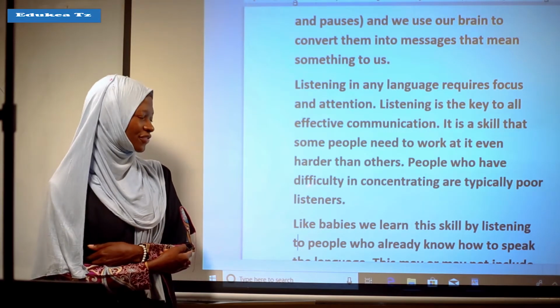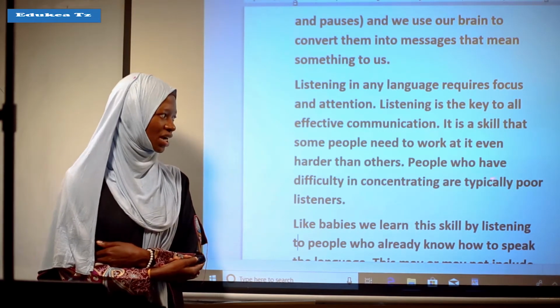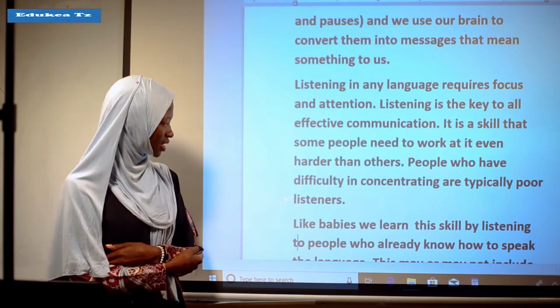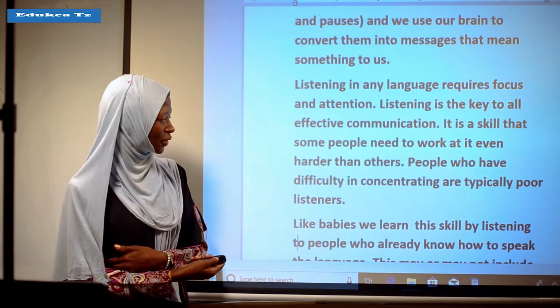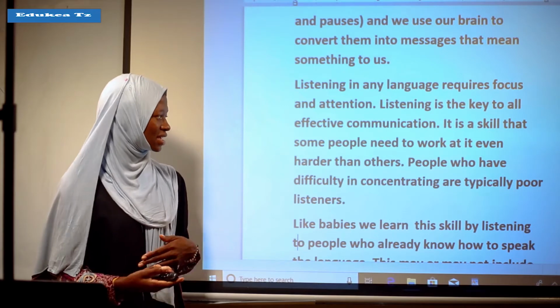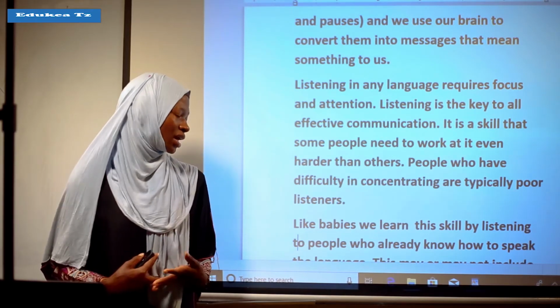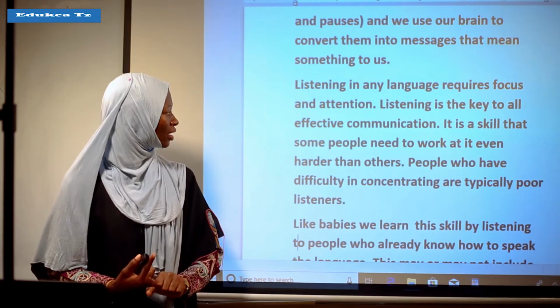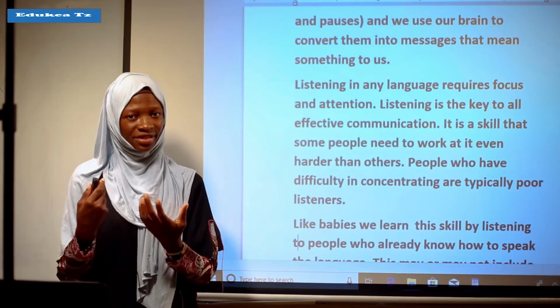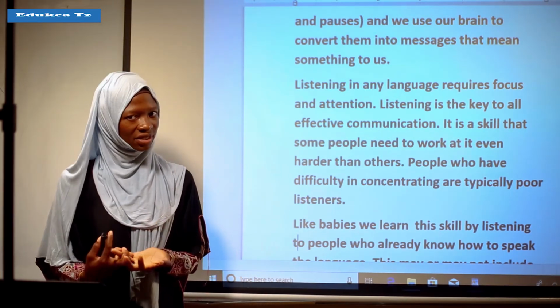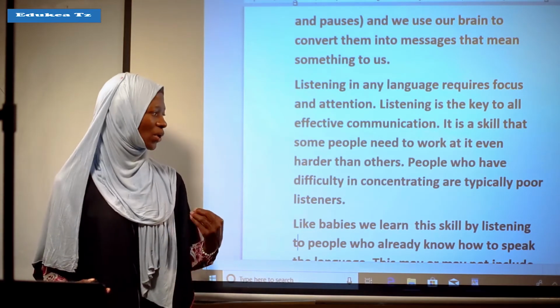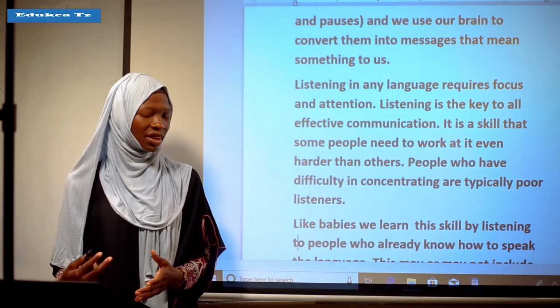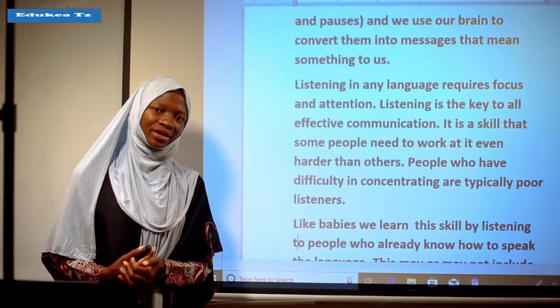People who have difficulty in concentrating are typically poor listeners. Here we can understand that in order to achieve effective communication, we have to concentrate in listening. Those who are poor in concentrating are also poor listeners.